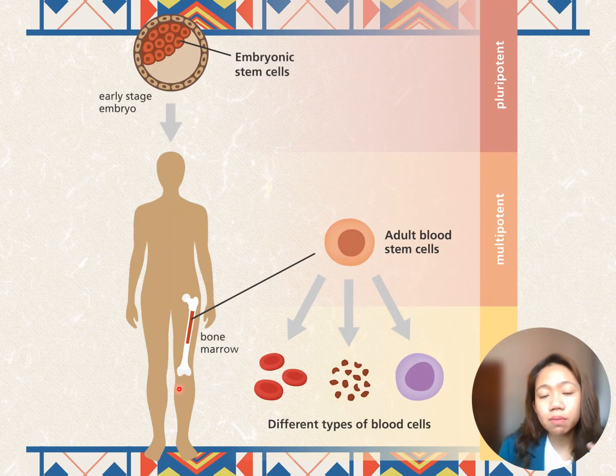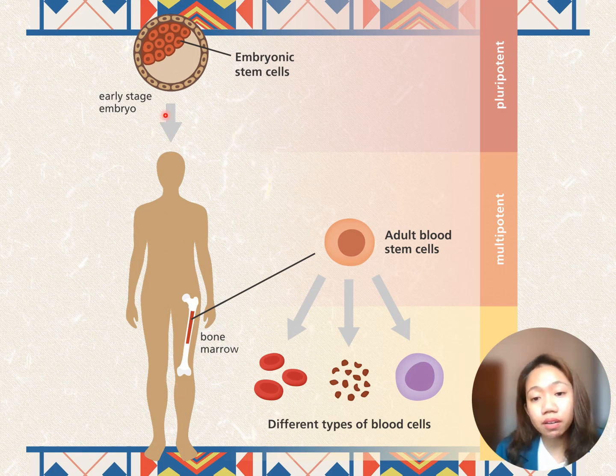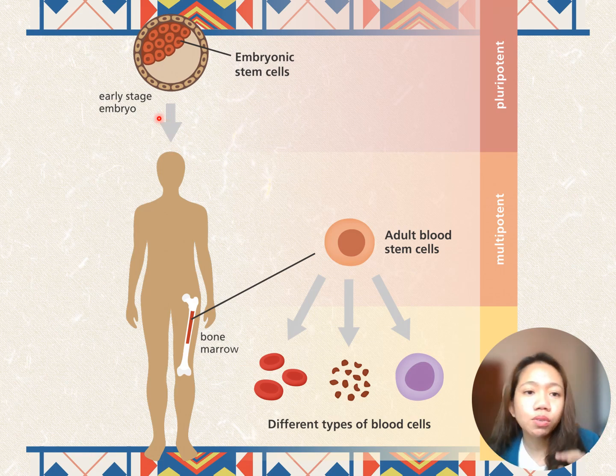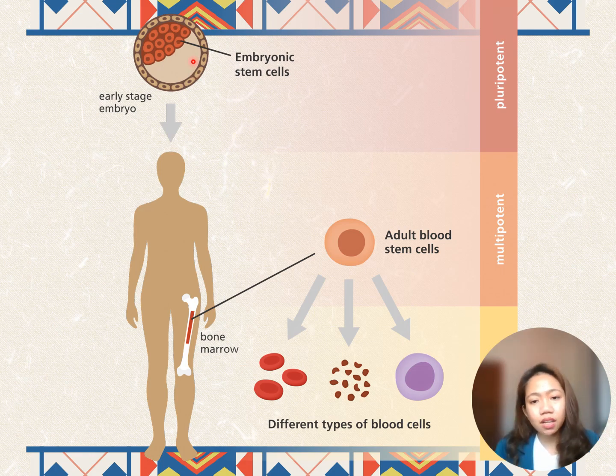When we talk about stem cells, these are special types of cells that are able to differentiate into multiple types of cells. So let's take a look, for example, at the embryonic stem cells, the original cells from the zygote that you were in the beginning of your conception.